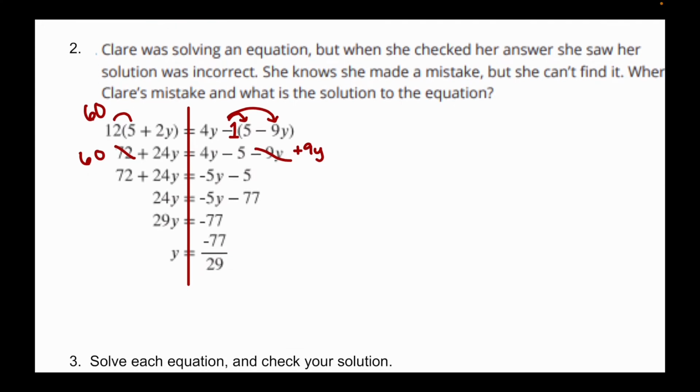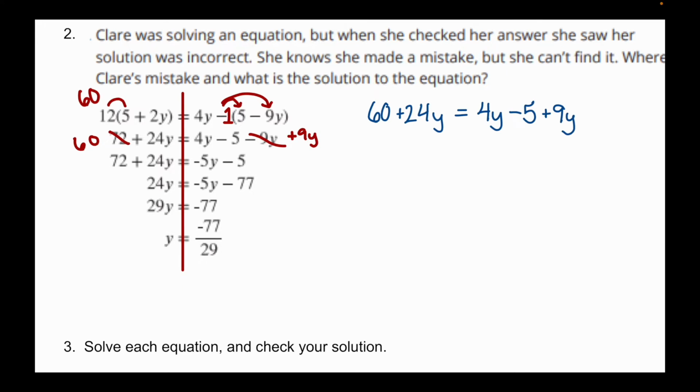So she should have 60 plus 24y is equal to 4y. That part was fine. The -5 is fine, but this should be plus 9y. So now this is the part we're going to solve. Take my line here. Keep things even. Okay.